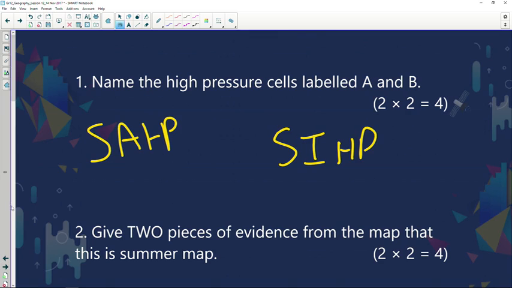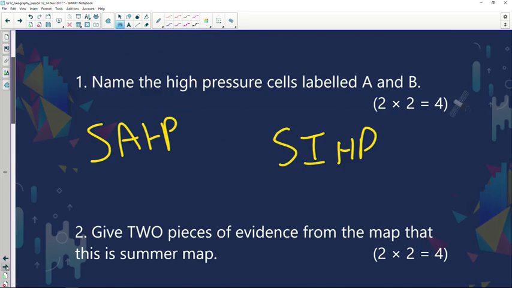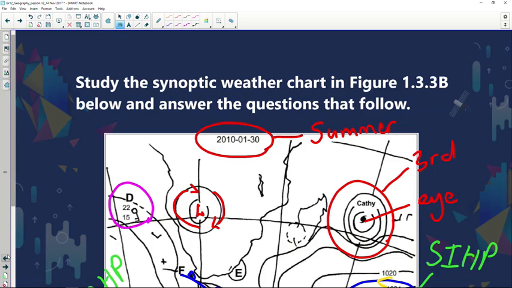If we look at our next question, give two pieces of evidence from the map that this is a summer map. Now we basically already answered those questions as well. First of all, if we quickly look at the synoptic chart, you can see it's summer. You look at the date, and we can look at the temperatures in the weather station model. There's another answer. There's a low pressure over the interior of the continent, and there's a tropical cyclone on the east coast of southern Africa. So that's your answers for number 2.